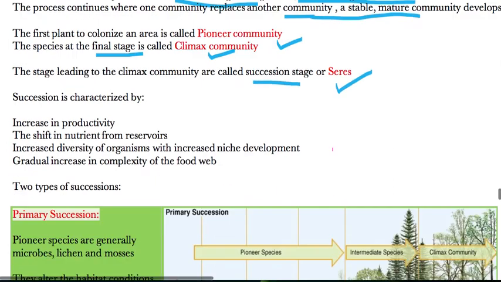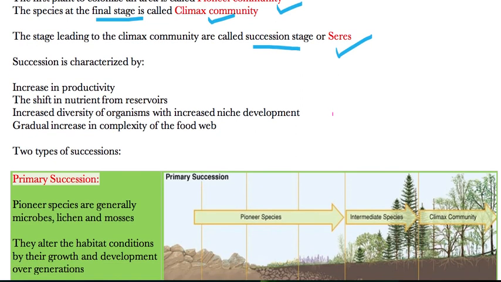Now succession has some characteristics, and what are those? During succession, what happens? There is an increase in productivity. So as we move further, we'll have increase in productivity. Then the shift in nutrient from reservoir also happens. Then increased diversity.